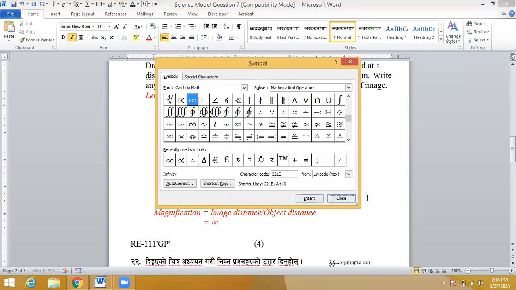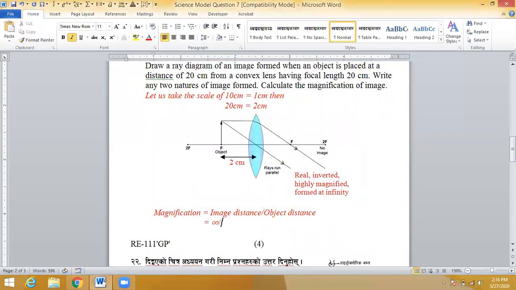It is here. So infinity upon, and object distance 2 is given here, you can see. So infinity upon 2, so infinity upon everything is again infinity. So the answer is infinity. Infinity means it is highly magnified, infinity and very big are the same. It is highly magnified, that is why it is infinity. So this is the answer. Highly magnified means infinity, undefined.